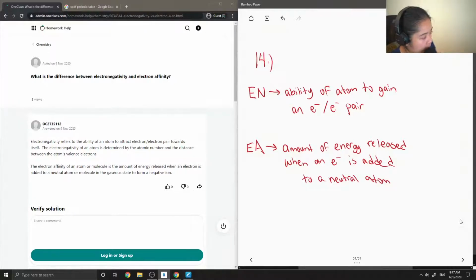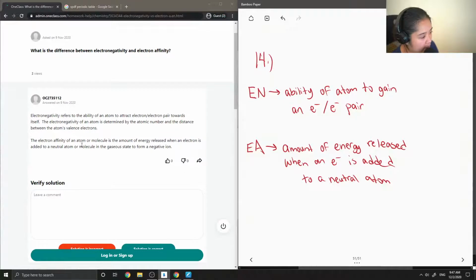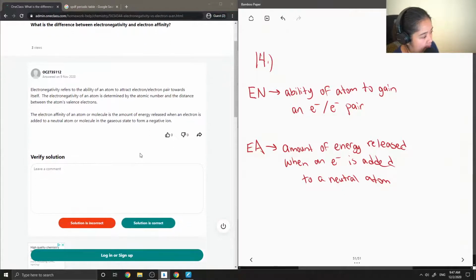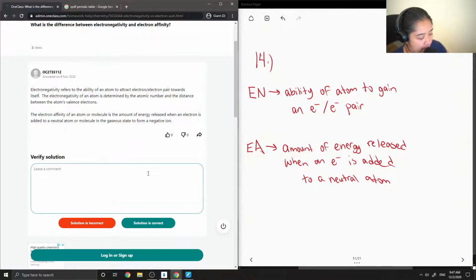Okay, so the junior tutor said, electronegativity refers to the ability of an atom to attract an electron or electron pair. Electron affinity is the amount of energy released when an electron is added to form a negative ion. Yep, so this solution is correct. And I think we have time for one more quick question.